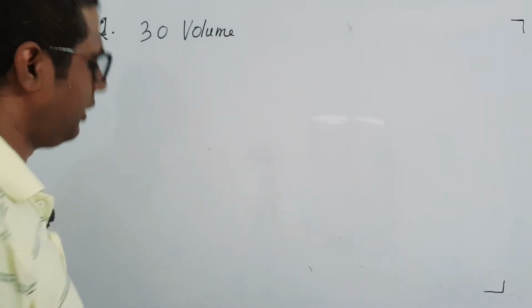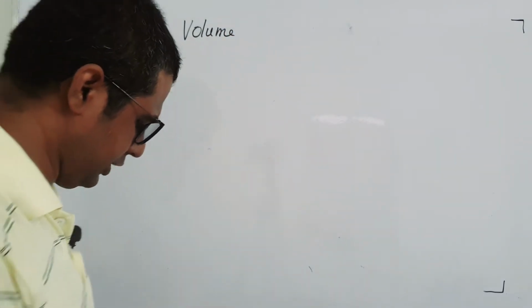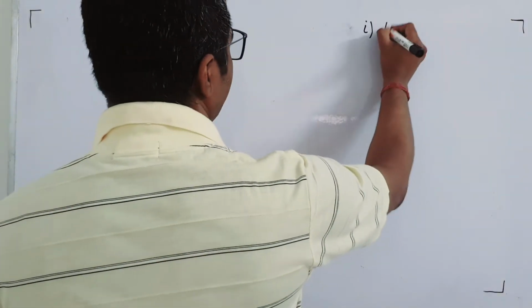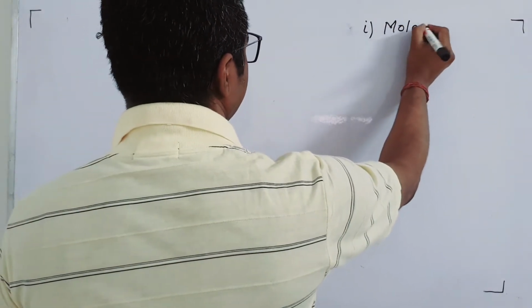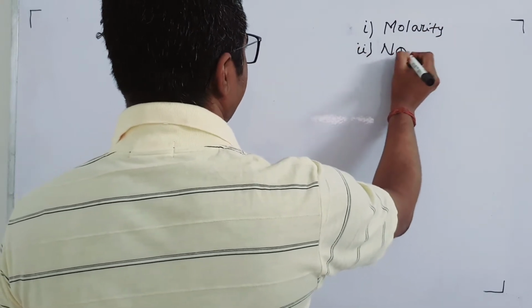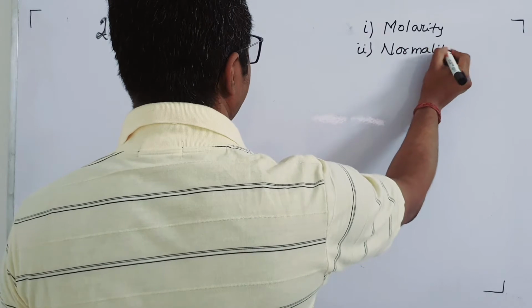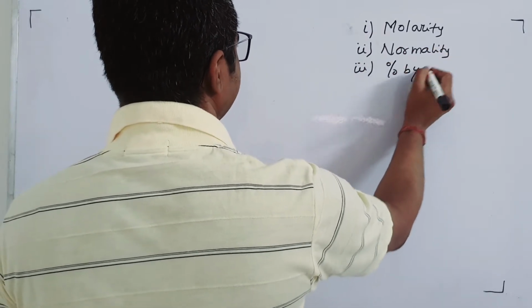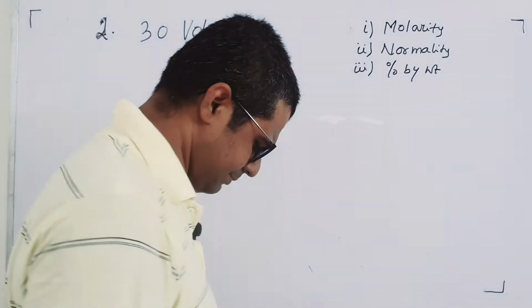So from 30 volume H2O2, what things do we need to find out? Number 1, I need to find out molarity. Okay, I'll find out molarity, no problem. Number 2, I need to find out normality. Okay, we'll find normality, no problem. Number 3, I'll find percentage by weight. Okay, percentage by weight.